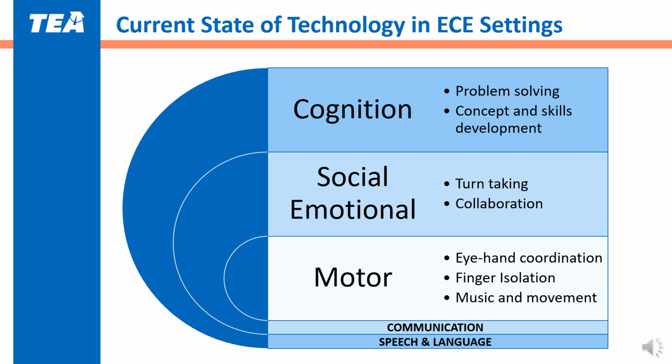Some examples include cognitive skills, where we can utilize problem-solving strategies through various applications, and develop concepts and skills depending on the content the student is learning about, such as matching letters, identifying numerals, or identifying shapes. Social-emotional skills can be developed with technology by engaging in turn-taking activities with digital media, such as utilizing an interactive whiteboard or collaboration in creating class-made products using digital media.